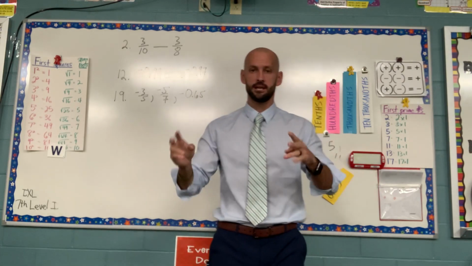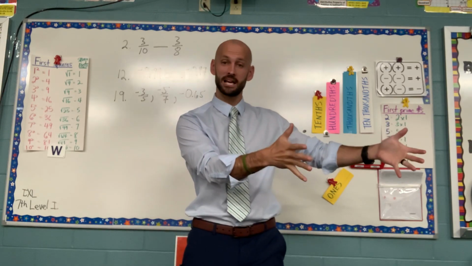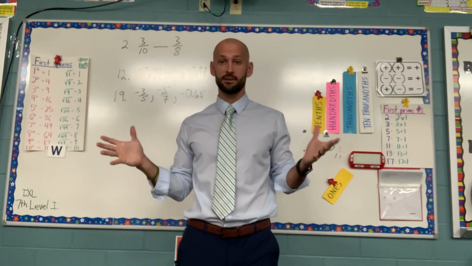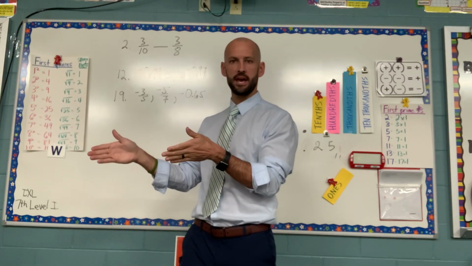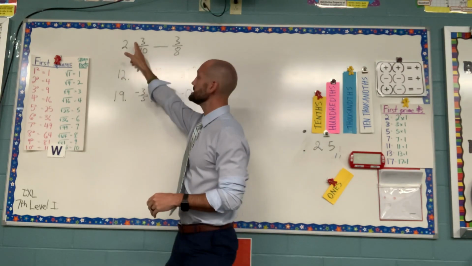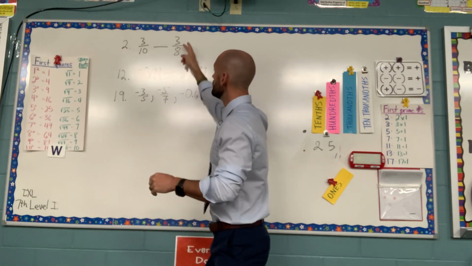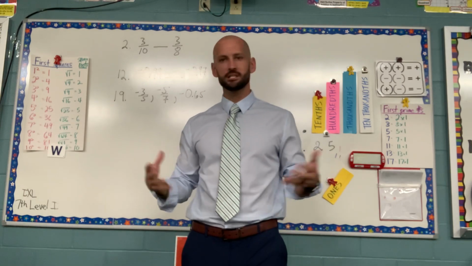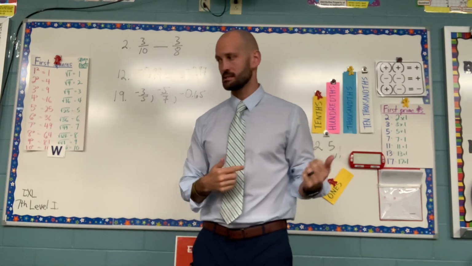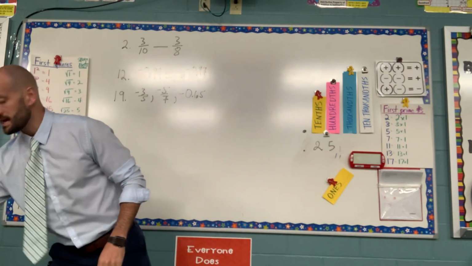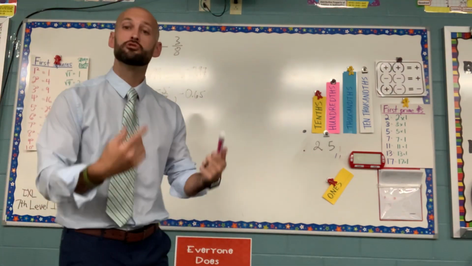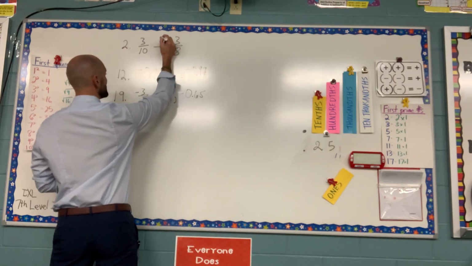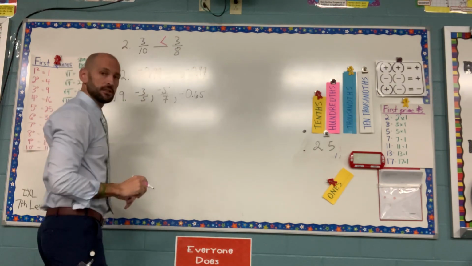I have 2 pizzas. Pizza over here gets cut into 10 slices. Pizza over here gets cut into 8 slices. Which one has the bigger slices? The 8, right? So if you have 3 pieces from the 10 slice or 3 pieces from the 8 slice, which one is bigger? Which one is more food? The 8 slice. So that means that I'm going to have the 3/8 be greater than, which means, I'll say it one time, the alligator eats the 3/8.